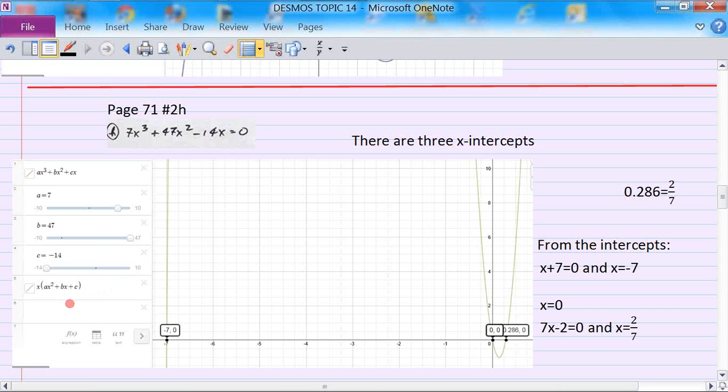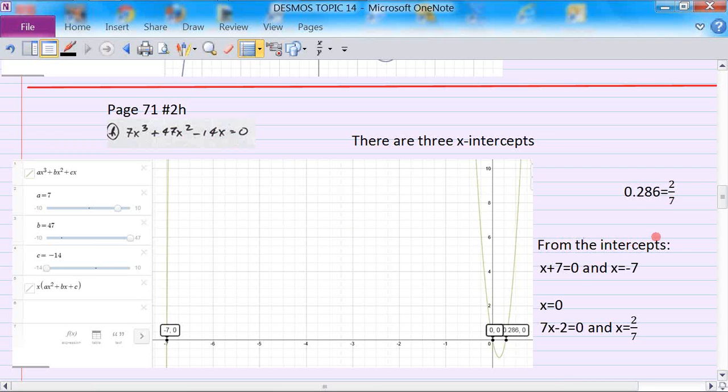In this particular case, whether we use this equation or we use this one, it's the same thing. We get the same graph. And here again, one of the points right here is 0.286. Now that's a little hard to realize, but it's 2/7.